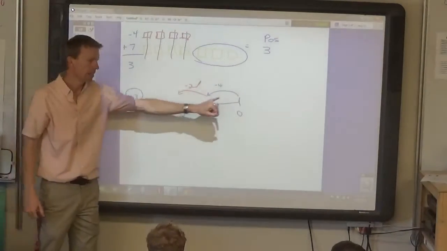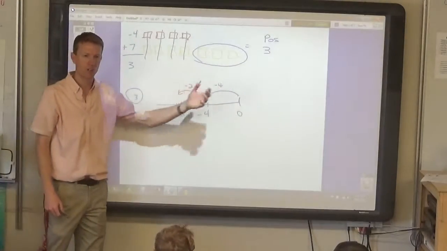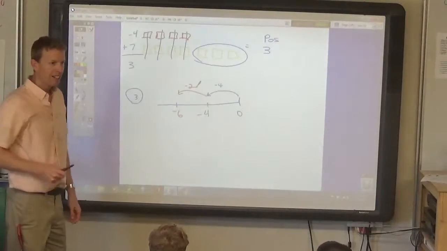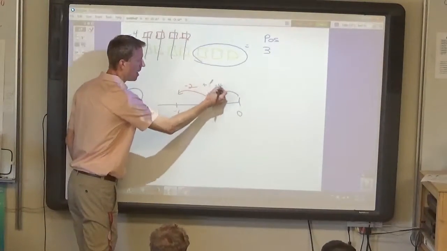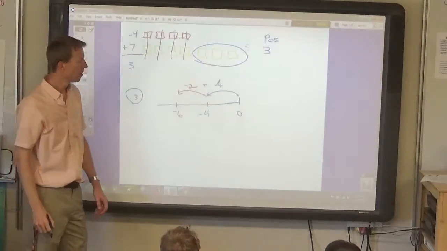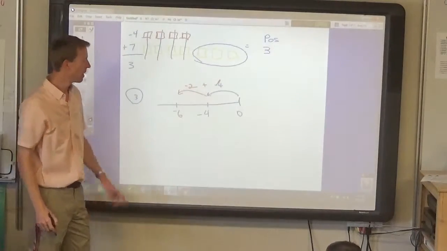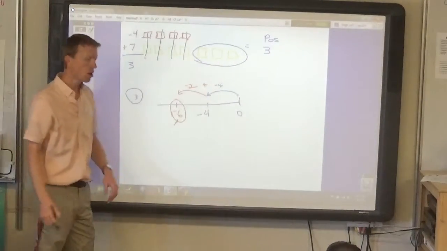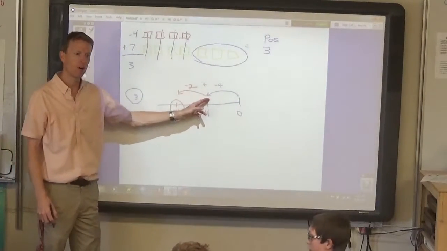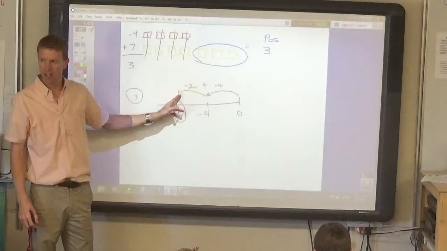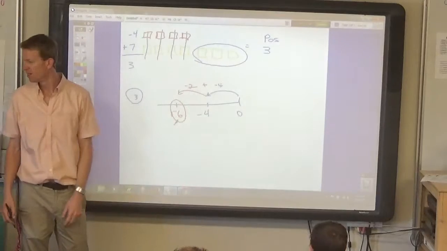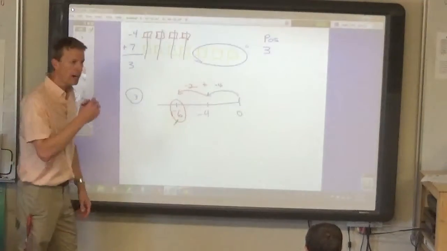Now, how can we get from 0 to negative 6 with these moves? What operation would this be? Emily? Adding. Yep. Negative 4 plus negative 2. Negative 4 plus negative 2 is negative 6. That's what this is showing. If we go to negative 4 and then make another move of negative 2, you get to negative 6.